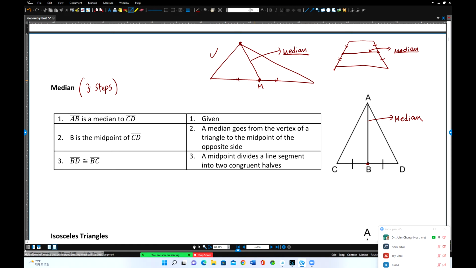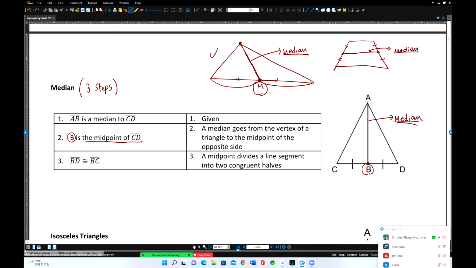So when you have a median, the second step is you have to say point B is the midpoint. Because a median connects to the midpoint of the opposite side. That's why we have to say midpoint over here. That is important. Very, very important.